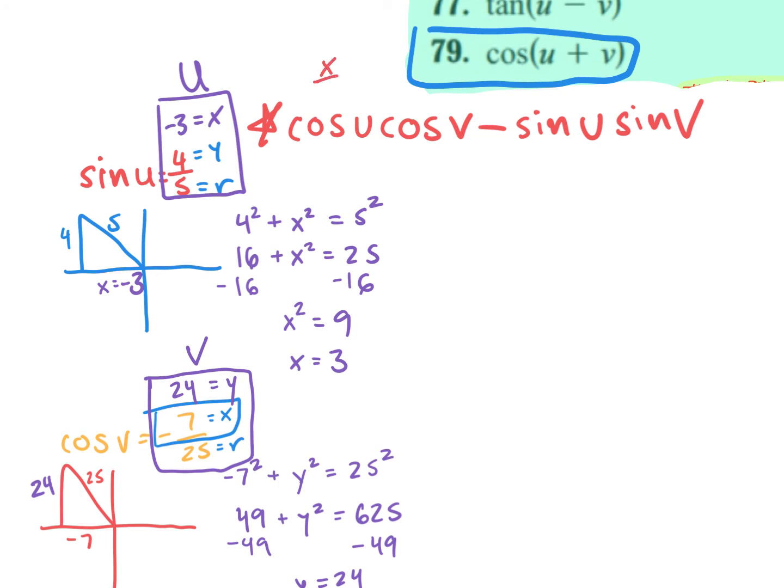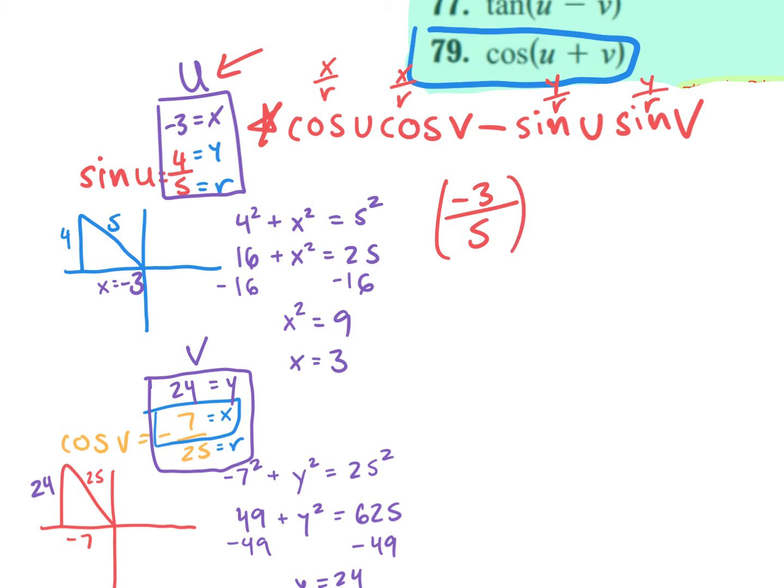Cosine would be x over r. Again, here I have x over r. And sine would be y over r. So cosine of u tells me I have to look at the first triangle here, my U triangle. So I would just take the x, which would be negative 3, over the r, which is 5.